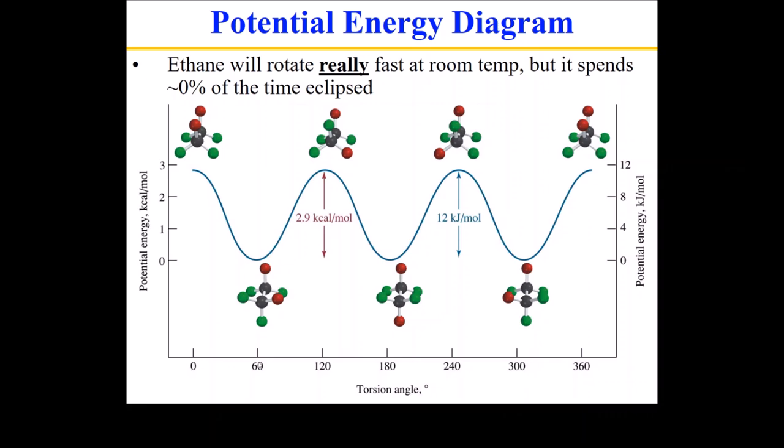So click, click, I move 60 degrees, another 60 degrees, 60 degrees, as you're spinning that front carbon. All of the eclipsed conformations are the highest energy states, and they're all the same energetically. All of the staggered conformations, here we see that the red hydrogens are 60 degrees away from each other, and we're in a staggered conformation. This is another staggered conformation, and this is a third staggered conformation.